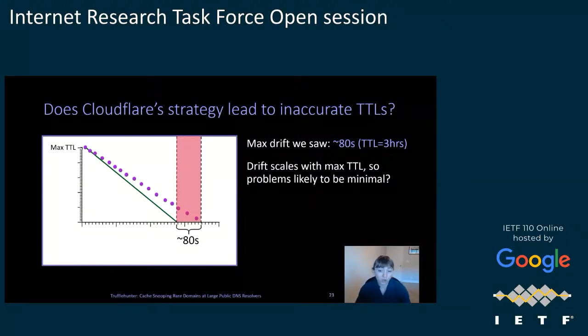Now, it's important to note that the drift scales with the maximum TTL. So probably, even if you have a 60-second TTL, you're only going to have a drift of a few seconds, and that's probably not going to be an issue for you, even if you have such a short TTL. And if you have a long TTL, you're probably tolerant of more drift. So we concluded that the actual problems here are likely to be very small.